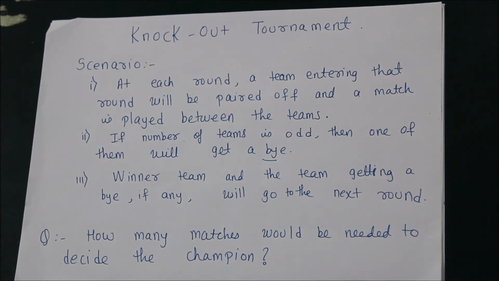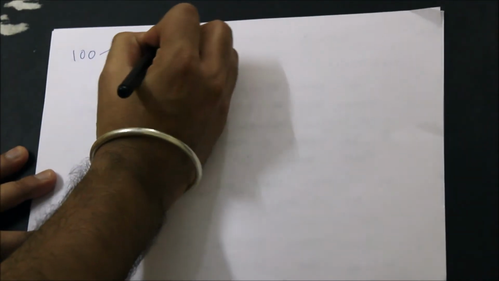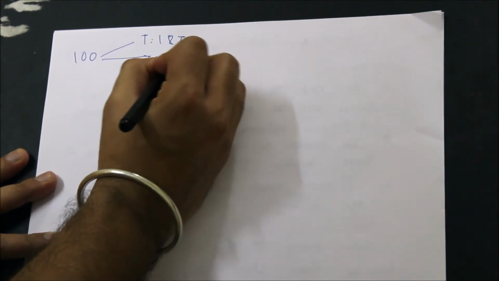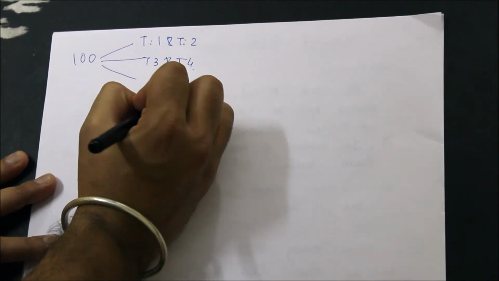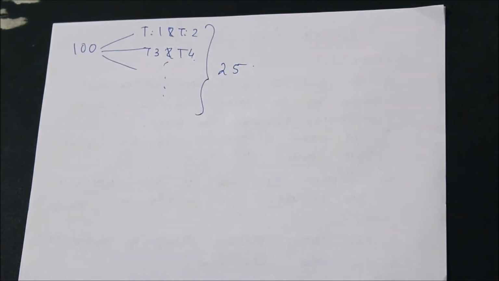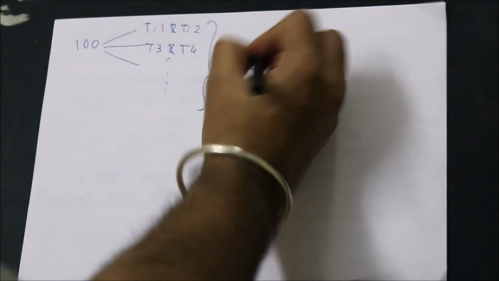Okay, let's take a very simple case before giving you the direct solution. Suppose there are 100 teams participating in the tournament. 100 is a nice number. So what is the first thing we will do? We will first make 50 pairs, right? Team 1 and team 2 will be one pair, then team 3 and team 4 another pair. In this way you will have 50 pairs.